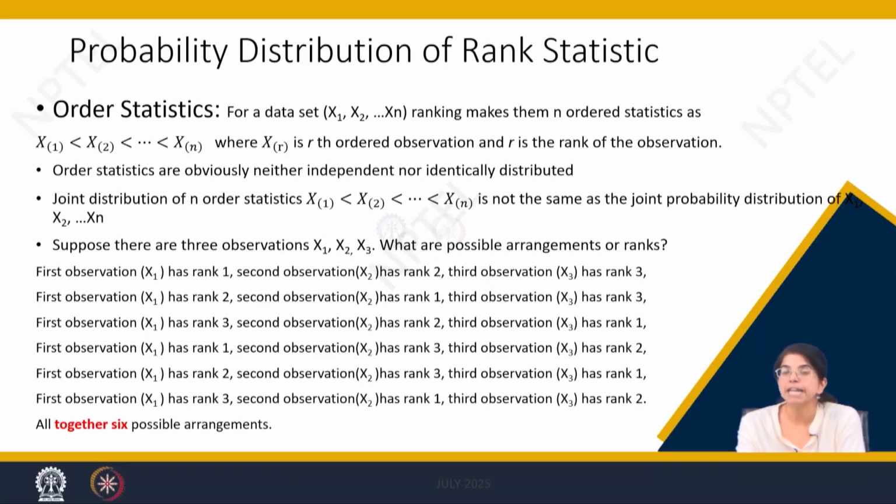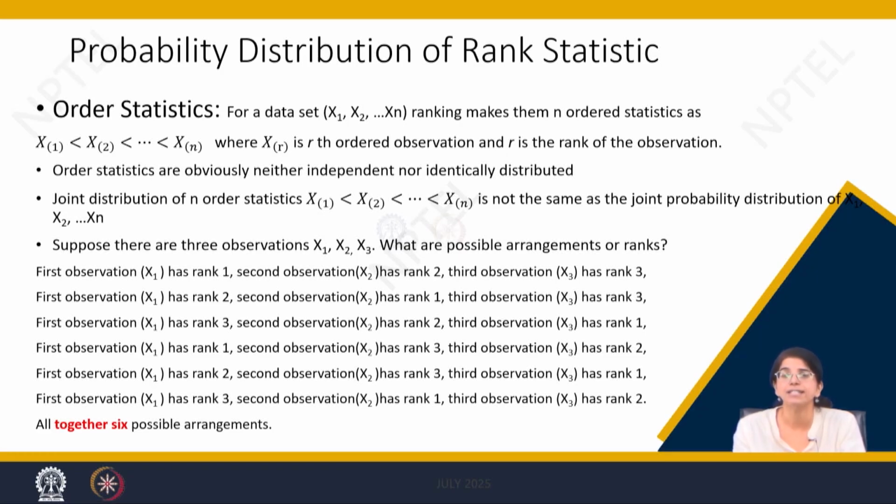So basically, if you juggle with 1, 2, 3, what we are doing is just swapping 1, 2, 3 in different places. First observation means the first place, second observation means the second place, and the third observation means the third place. So we are juggling between 1, 2, 3. How many possible arrangements can you think of? Altogether 6 possible arrangements, right?